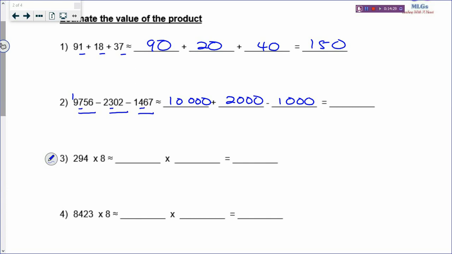So you take 10 plus 2. 10 plus 2 is 12. 12 minus 1. That gives you 11,000, which is your rough answer, estimated answer.